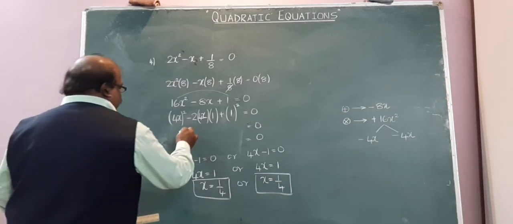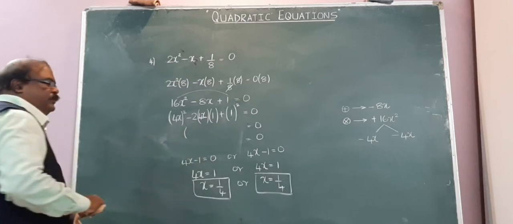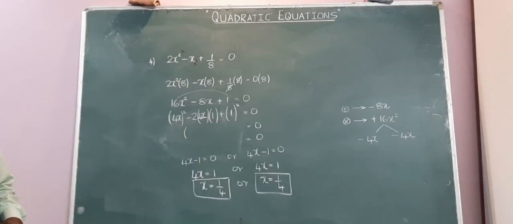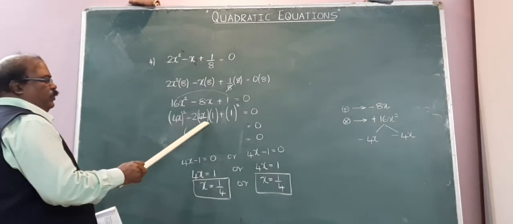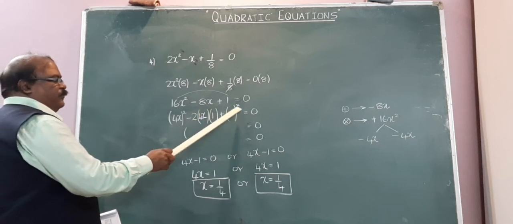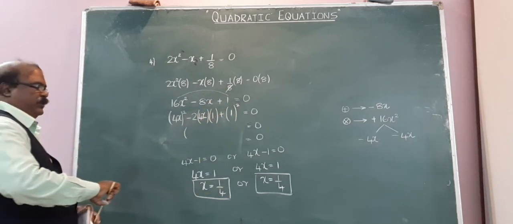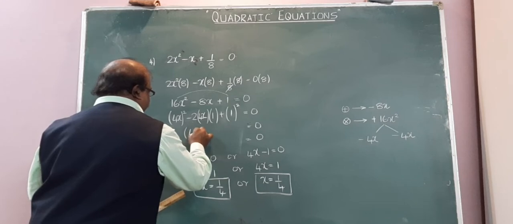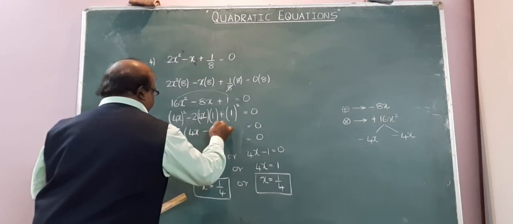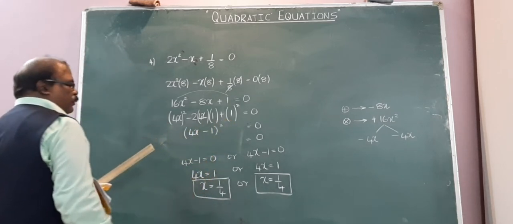So you get 4x the whole square is 16x square. Minus 2 into 4x is minus 8x. 1 whole square is 1. So this is 4x minus 1 the whole square.